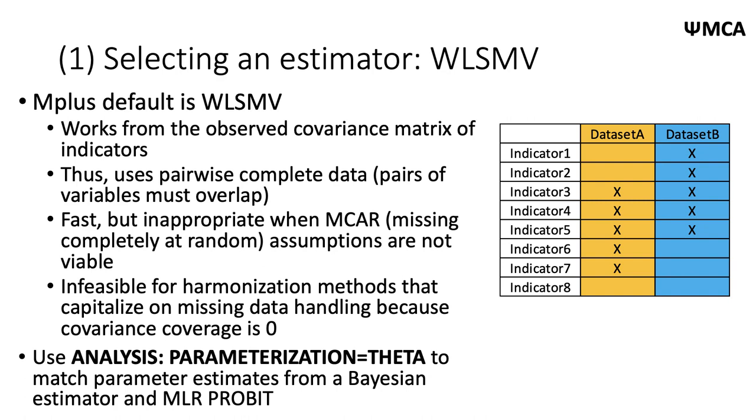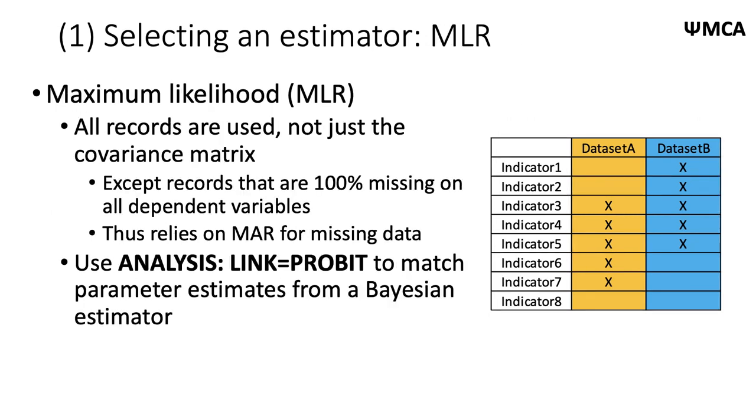If you use a maximum likelihood estimator, all records are used, not just a summary covariance matrix. So with the MLR estimator, there can be a hole in the covariance coverage between indicator 1 and indicator 6, let's say, but indicator 8 cannot be used initially when you're only considering data set A and data set B, because none of the studies administered indicator 8.